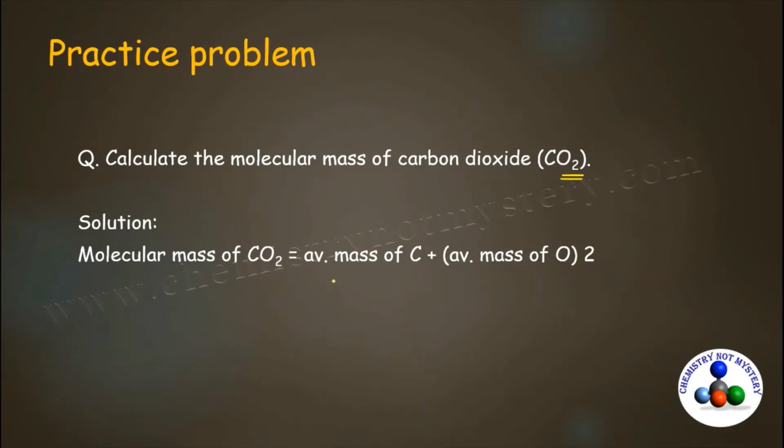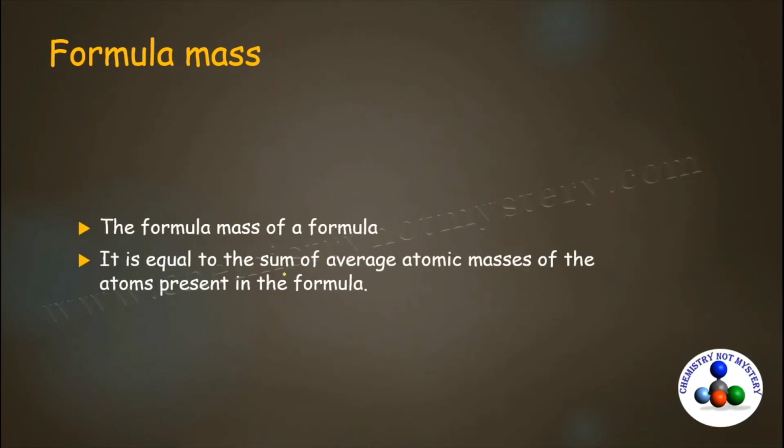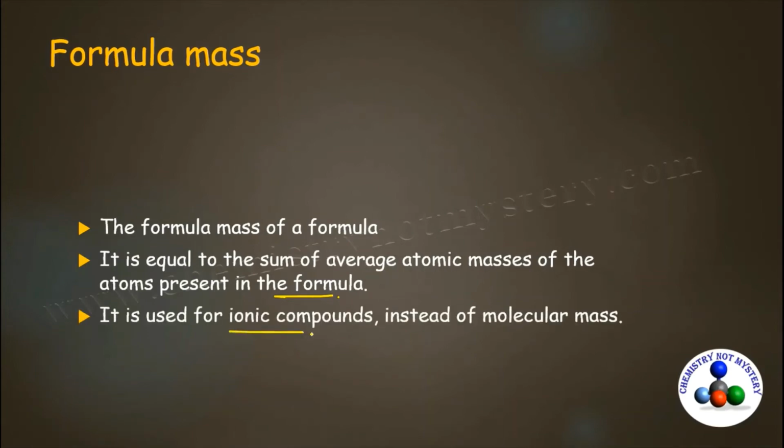Now place the values in the given formula. Average mass of carbon is 12 U and the average mass of oxygen is 16 U. When you solve it, you will get 12 U plus 32 U. On adding them, you will get 44 U and it is the molecular mass of carbon dioxide. Now come to the formula mass. Formula mass is the mass of a formula. It is equal to the sum of average atomic masses of the atoms present in the formula. It is similar to the molecular mass, but the only difference is that it is used for the ionic compounds while molecular mass is used for the covalent compounds.